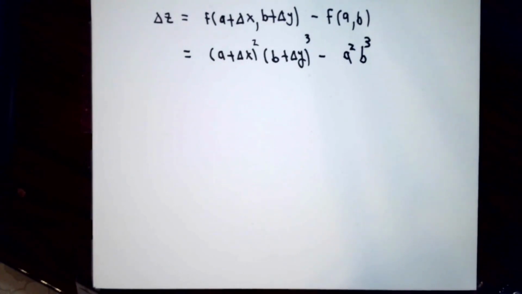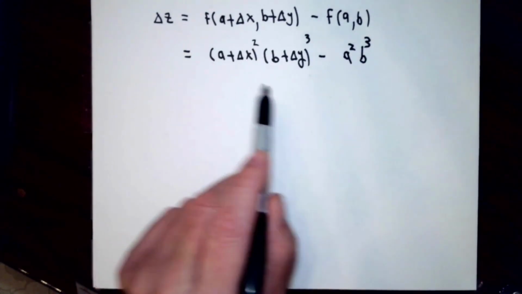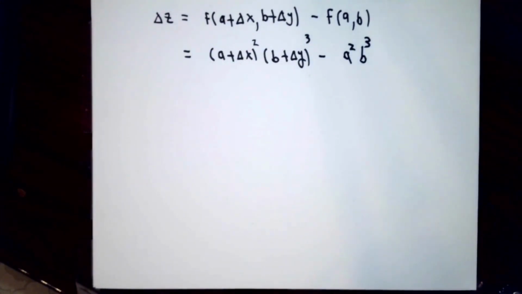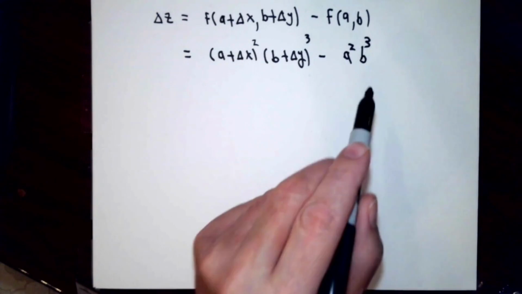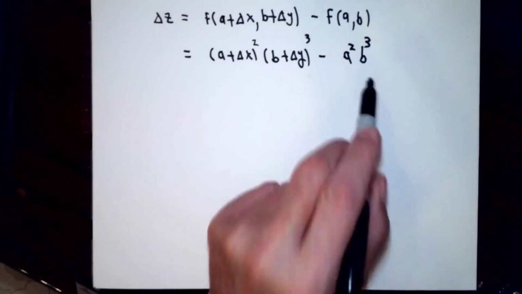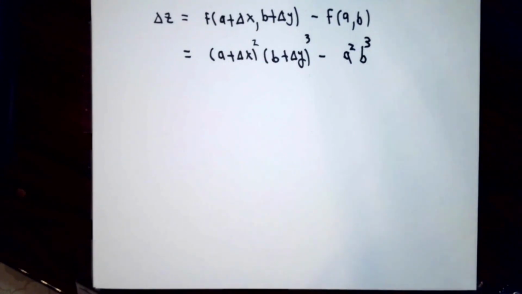If I write out what f evaluated at a plus delta x and b plus delta y is, it is the square of the first number times the cube of the second one. When I subtract away f at (a, b), I'm going to get a squared times b cubed, whatever those numbers are. I have to convince myself somehow that this difference is the same thing as dz plus two terms that act in the appropriate manner. This isn't going to be difficult at all. It's just going to be tedious because of the amount of algebra that you have to do.